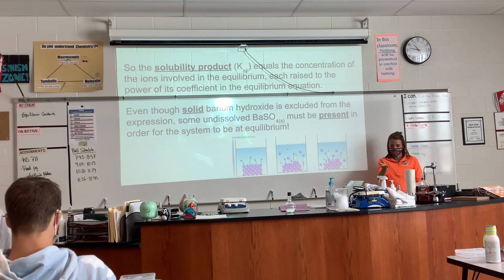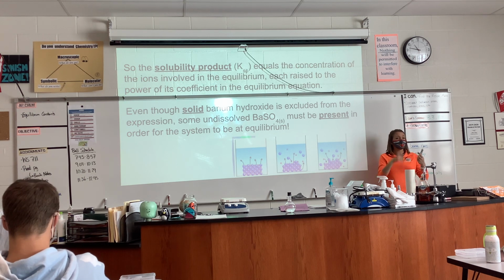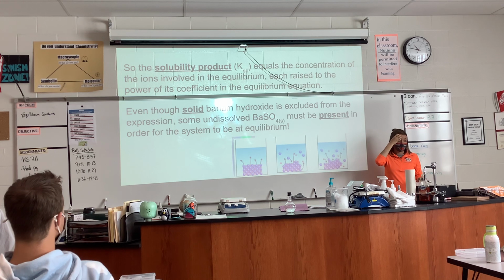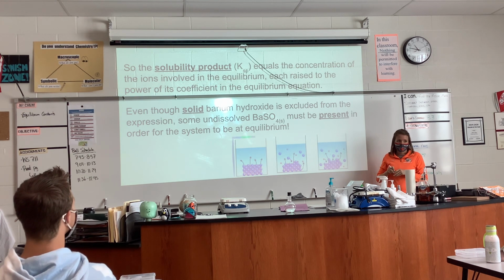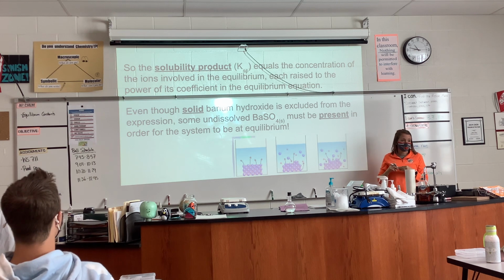To our eyes, it just looks like a beaker with some salt on the bottom. But at the molecular view, it is constantly changing because molecules don't ever stop moving. Wait, so if there was no undissolved BaSO4, you could just put as much stuff in there? Say that one more time. Because this says some undissolved BaSO4, right? It's like if there's no undissolved BaSO4, it just chills.